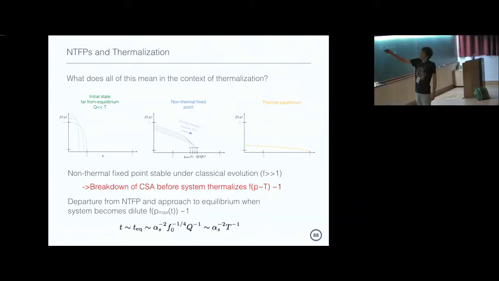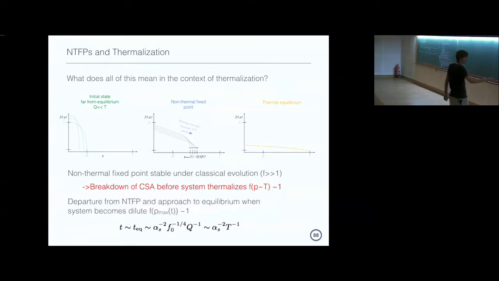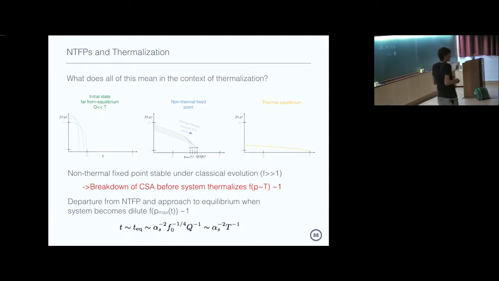And so essentially what happens when the system becomes dilute is you have a departure from the non-thermal fixed point and an approach to equilibrium. Since until that point you have self-similar evolution, you can work out the time scales on which this happens. If you start with some initial phase space occupancy, called F0, up to some scale Q, then the scale for this is given by this. And it turns out that this scale actually coincides with the standard equilibrium relaxation time, which is 1 over alpha squared T in this case.